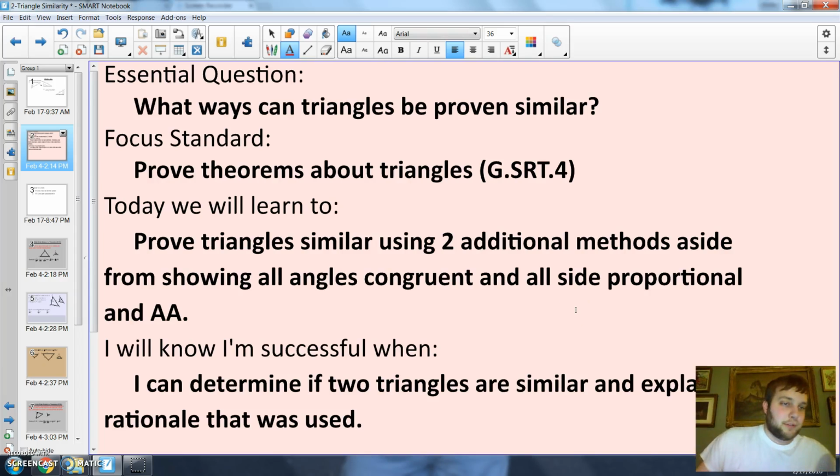Alright, we got 15 minutes of fun. Today we are going to be talking about some shortcuts to similarity.